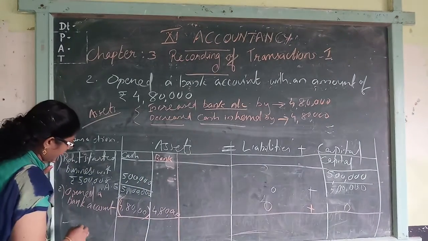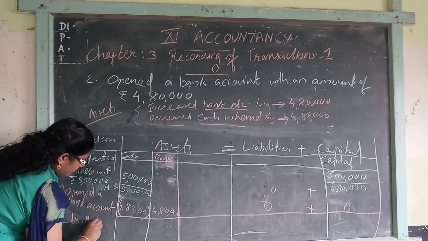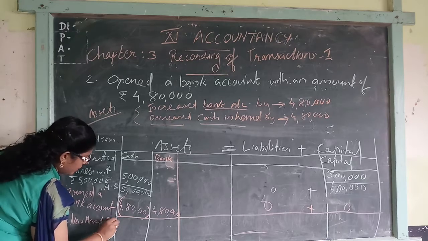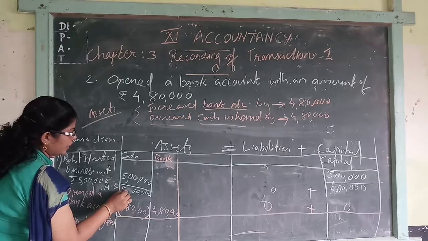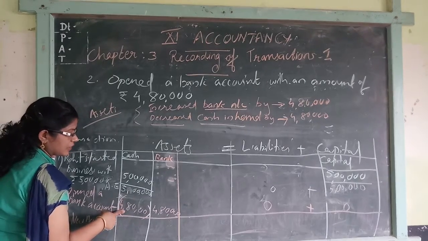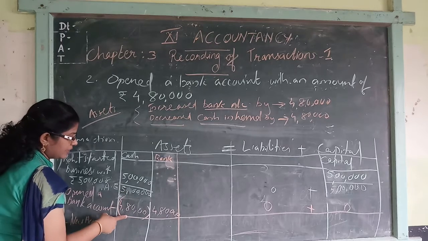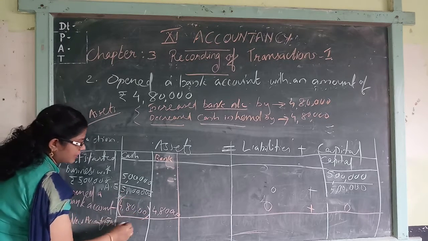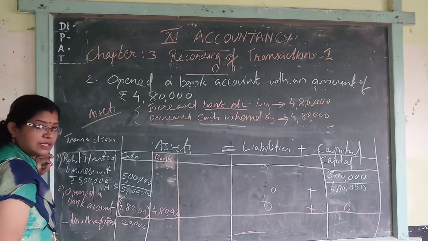So again you will get the new accounting equation. The new accounting equation is the old accounting equation plus a new transaction. Don't compare this one, this plus this. What is the effect? 5 lakh minus 4,80,000, 20,000 is the cash balance now in your hand.